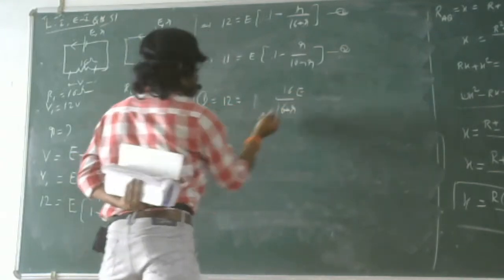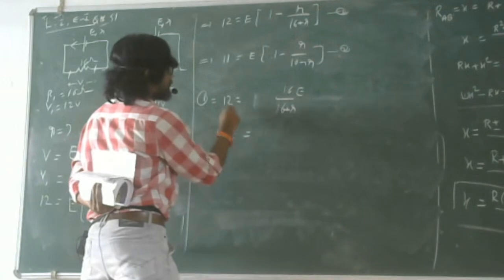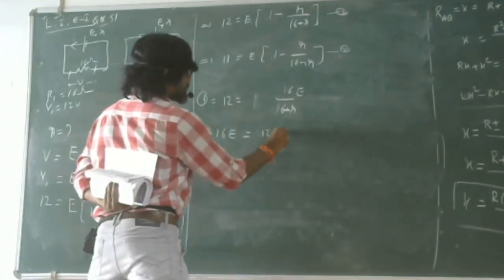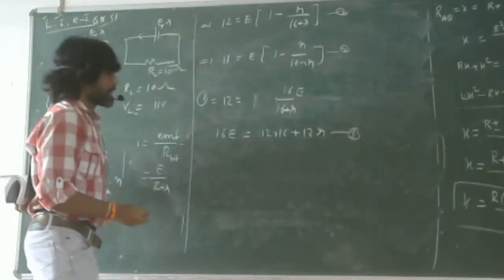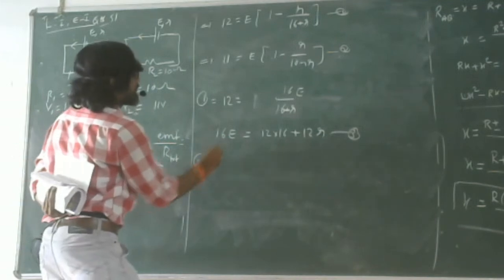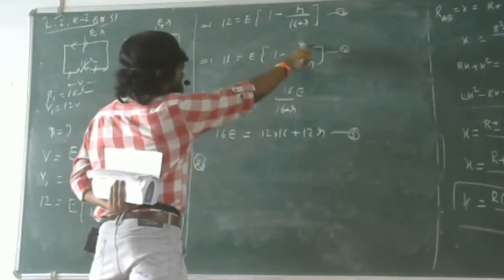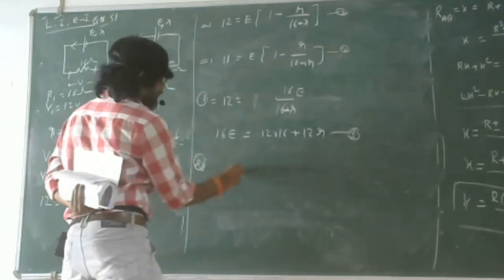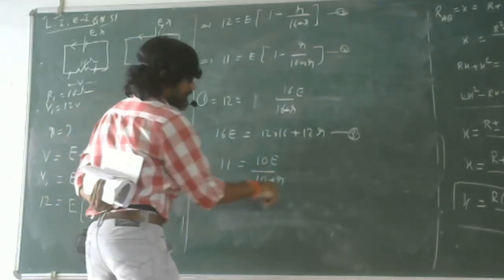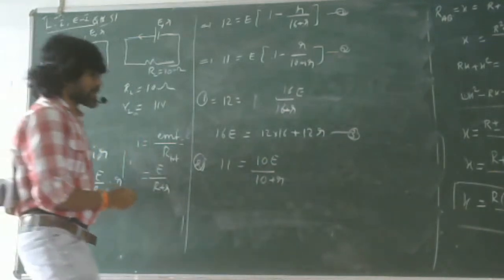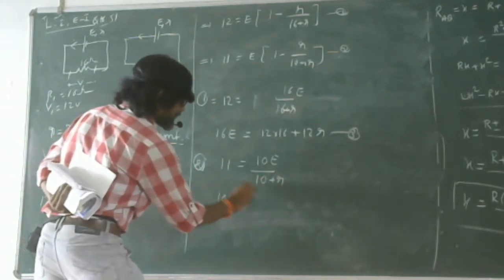Let us even further simplify this. If you cross multiply, 16E is equal to 12 into 16 plus 12r. So this is 3. Then from the second one, you can write 10 plus r minus r, r goes, so you can write it as 10 into E. So it is 11 is equal to 10E by 10 plus r. You have to follow quickly, guys. So on cross multiplying this, we will get 10E is equal to 10 into 11.